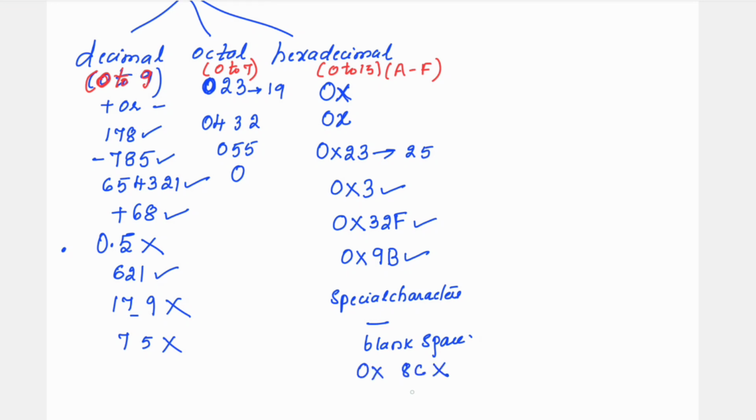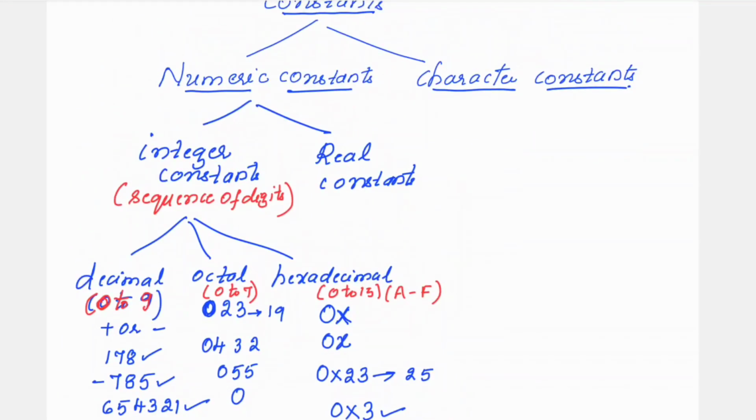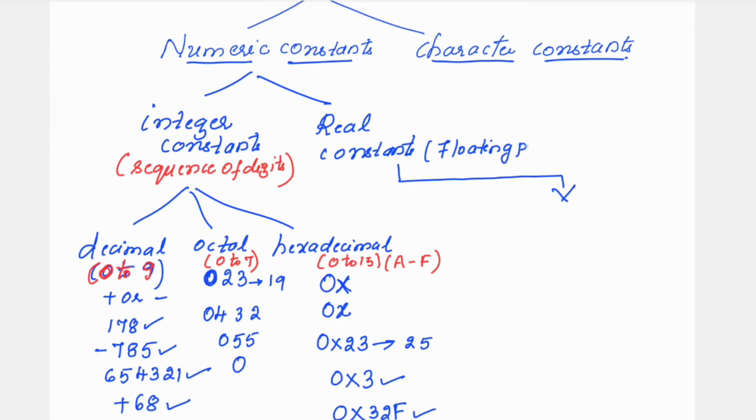Space is not allowed, it is not a valid hexadecimal integer constant. So these are the different examples which I have mentioned here for the integer constants. Then we have the second category as the real constants. These real constants are also called floating point constants or floating point numbers. I'll give a few examples here for the real constants.